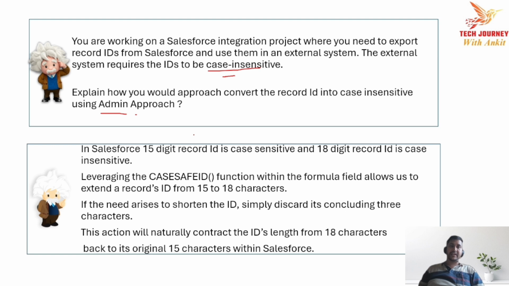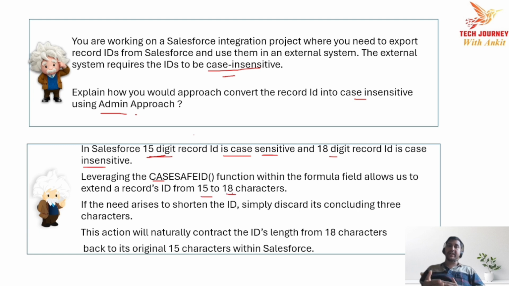So the answer for this here is: in Salesforce, the 15-digit record ID is case sensitive and the 18-digit record ID is case insensitive. In Salesforce, we can have the record ID coming in two forms: one is the 15-digit and the second one is the 18-digit. The 15-digit record ID is always case sensitive. The 18-digit record ID is always case insensitive. Whenever we have to share the record ID in case insensitive form, and if you have the 15-digit record ID, you will use the out of the box function, that is the CASESAFEID function. By using this formula, you can convert your 15-digit ID to an 18-digit ID.